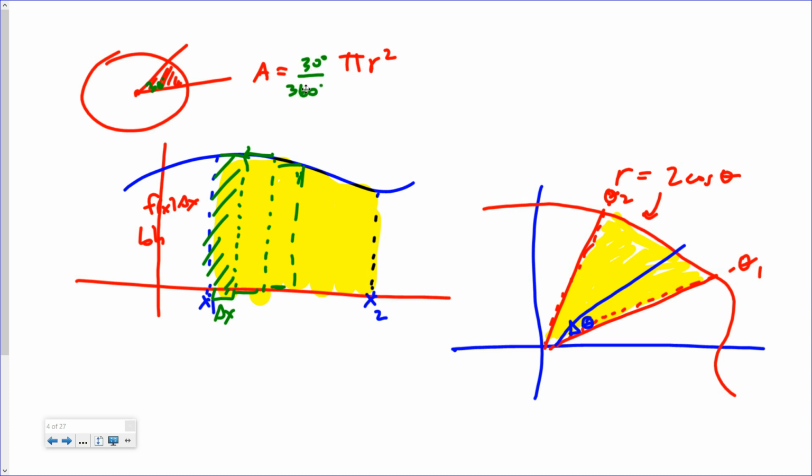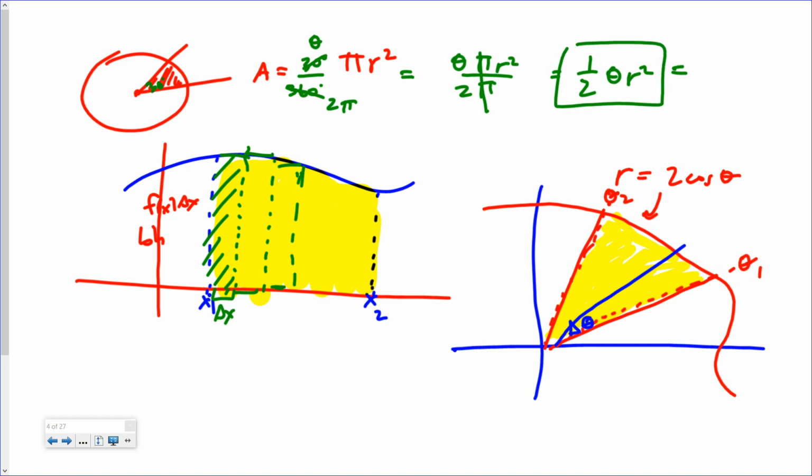But in calculus, we're no longer in degree land. So this 360 would be what? 2 pi. And this 30 degrees is whatever angle you're talking about, the amount of your angle here, okay? So this new formula actually is now your angle times pi r squared over 2 pi. But do you see your pi's cancel out? So your formula here is 1/2 theta r squared. Do you remember that area formula for area of a sector in pre-calculus? Okay, so we're going to do the same thing.